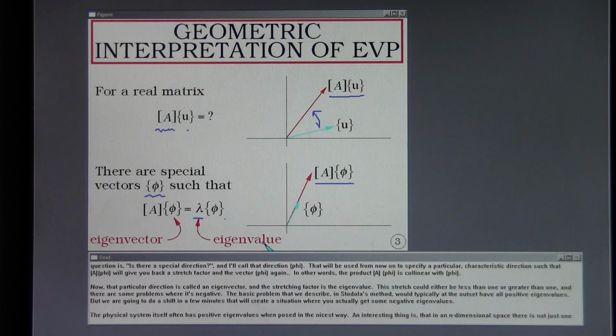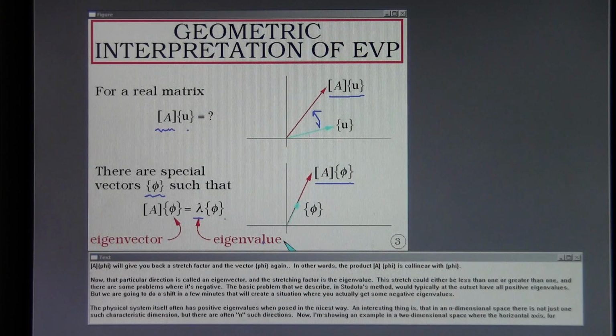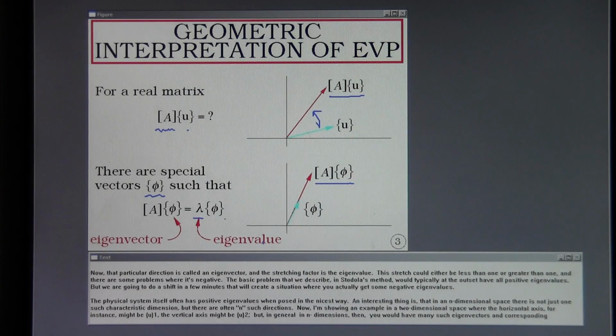The basic problem that we describe in Stodola's method would typically at the outset have all positive eigenvalues, but we're going to do a shift in a few minutes that will create a situation where you actually get some negative eigenvalues. The physical system itself often has positive eigenvalues when posed in the nicest way.